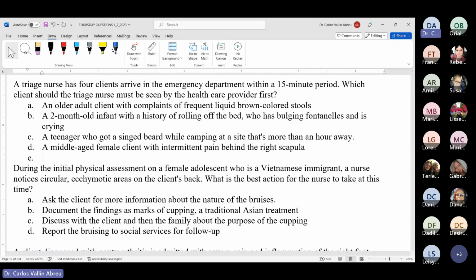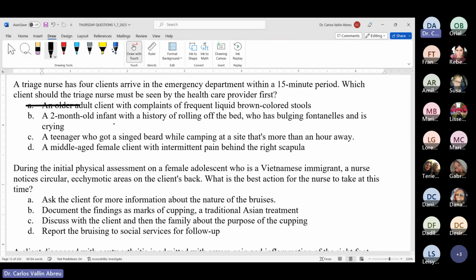A triage nurse has 4 clients that arrive in the ER within a 15-minute period. Which client should be seen by the healthcare provider first? Which client is more critical? An older adult client with complaints of frequent liquid brown-colored stool, so has diarrhea, at risk of dehydration, but is a risk diagnosis. It's not an actual diagnosis. We can rule out this one.